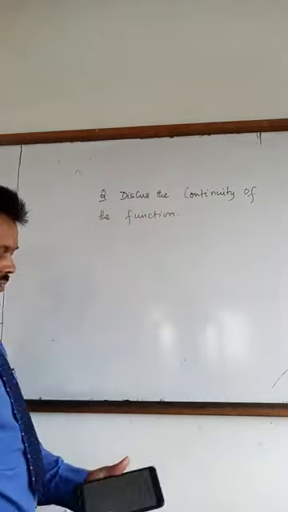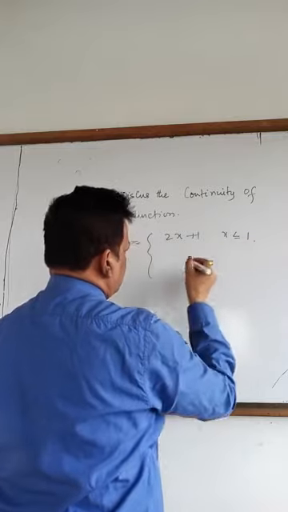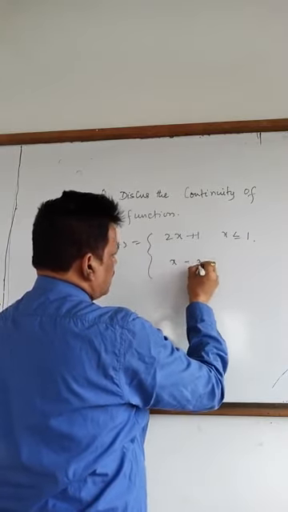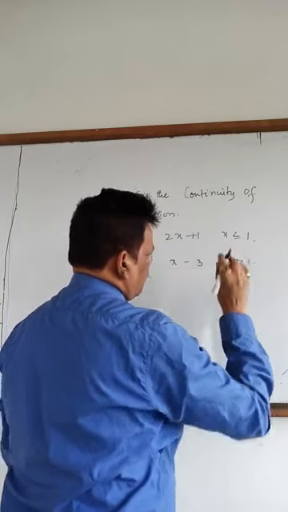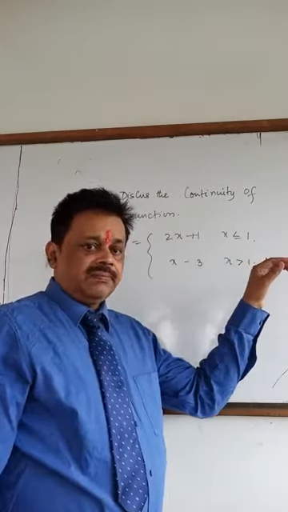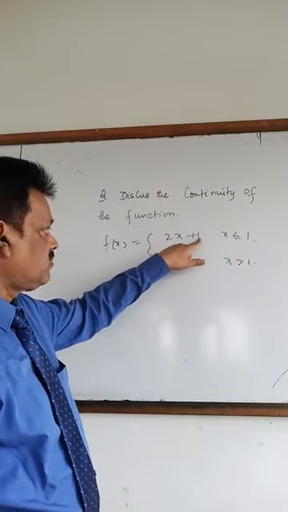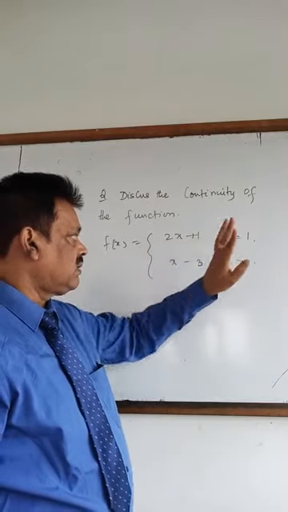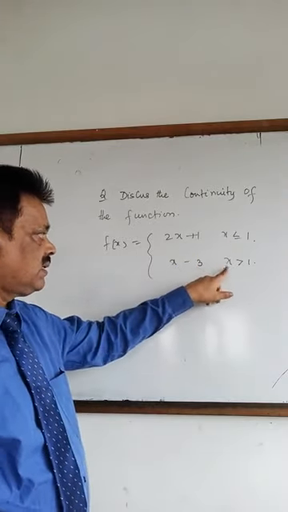Discuss the continuity of the function f(x) equals 2x plus 1 where x is less than or equal to 1, x minus 3 when x is greater than 1. So your question is given in this form.